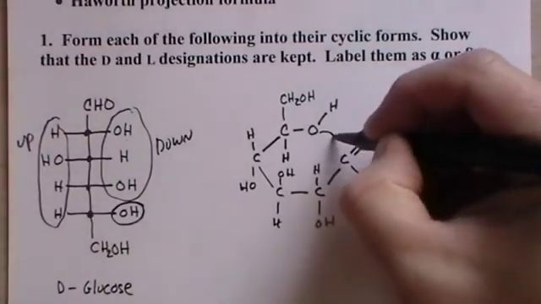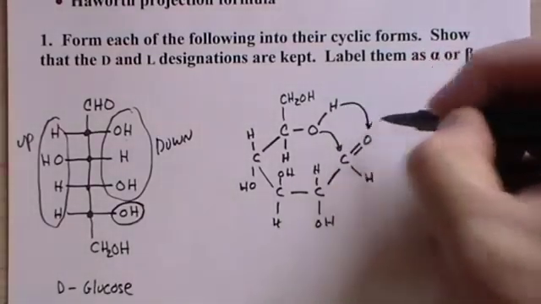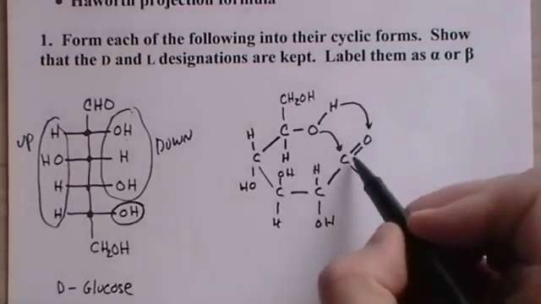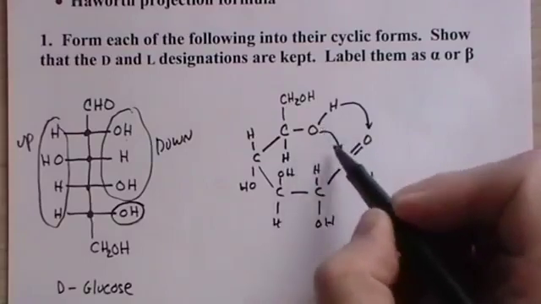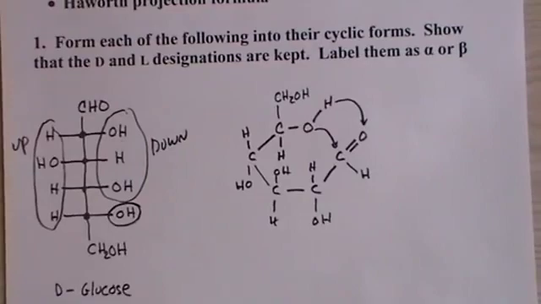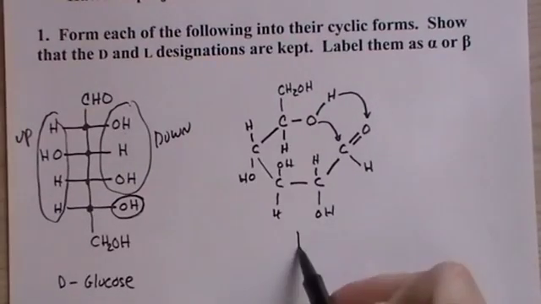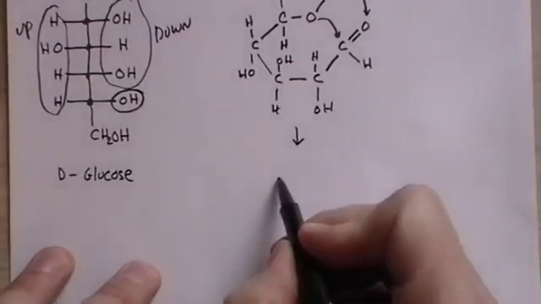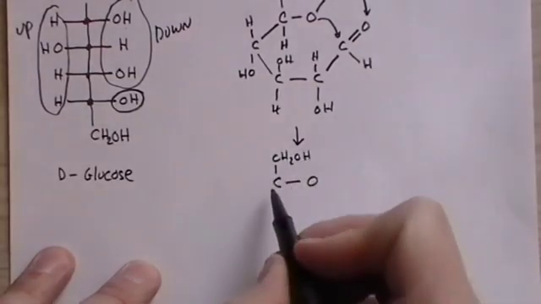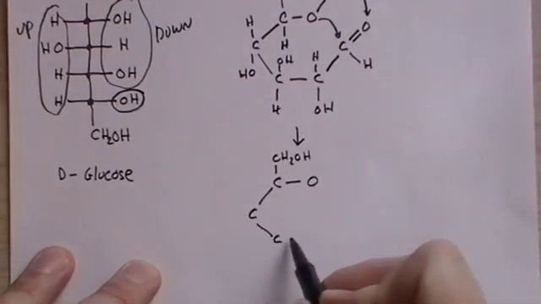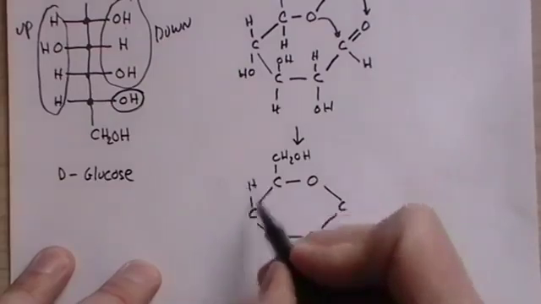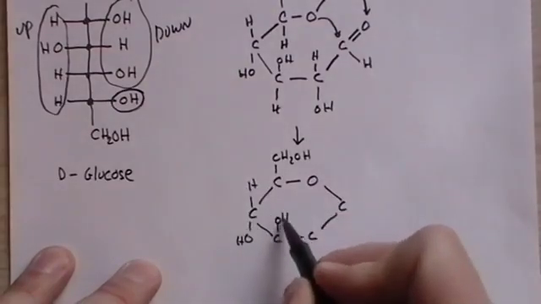Okay, now this oxygen is going to bond here, and this hydrogen is going to go to this. It's going to break open this bond. This is an addition reaction. It's like we're adding OH to a C double bond O. We are, but they're part of the same compound, so they create a ring. All right, so now we have CH2OH above, carbon, carbon, carbon, carbon. There's our ring. Put in the hydrogen, the OH, OH.